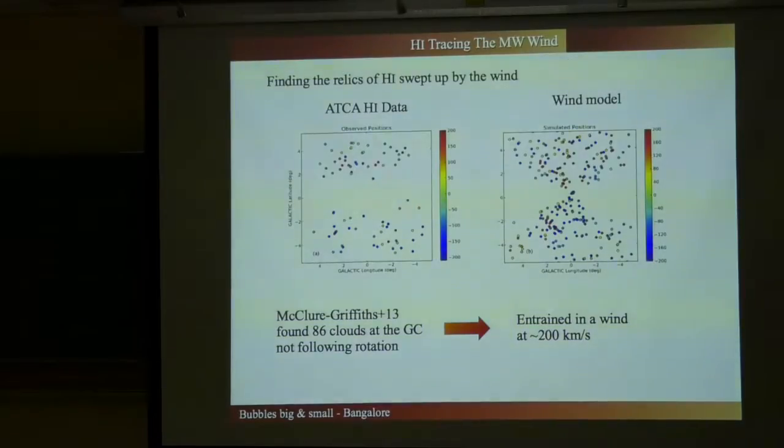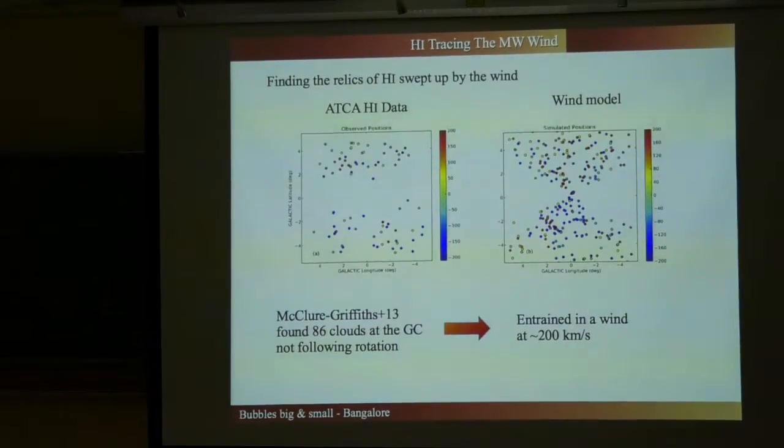The first attempt in this direction was made a few years ago by McClure-Griffiths et al. They used Compact Array data. The Compact Array is an interferometer in Australia. They observed the inner 5 degrees in longitude and latitude, and what they see is a population of anomalous clouds, because the kinematics is not compatible with normal rotation, but is instead consistent with material moving with a radial velocity of about 200 kilometers per second.